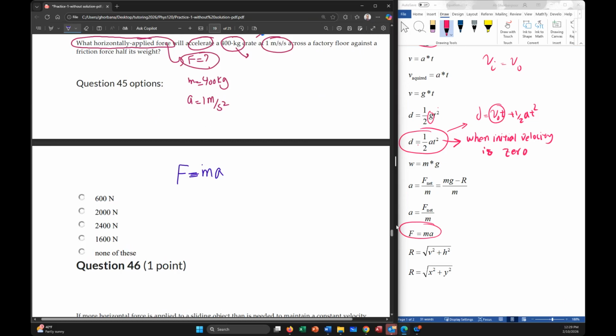Good. So go ahead and just plug it in. F is equal to... what is the mass? 400. What is the acceleration? 1. It's going to be how much?